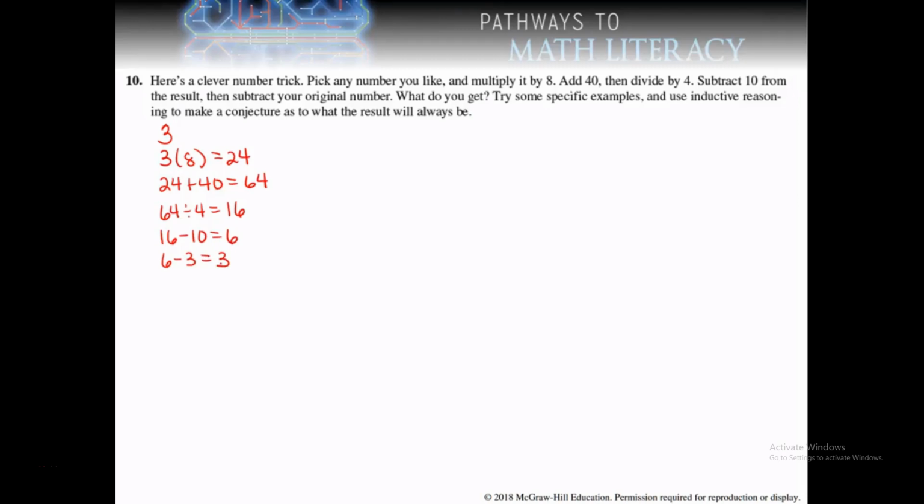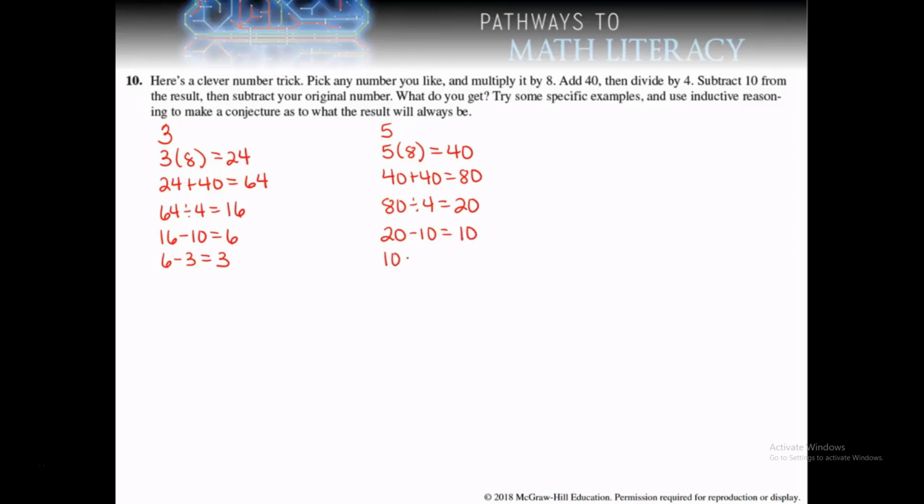So I'll start by multiplying that by 8, and that gives me 40, and then I'll add 40, which gives me 80, and then I'll divide by 4, and that gives me 20, and then I'll subtract 10, and that gives me 10, and then I'll subtract my original number 5, and that gives me 5.